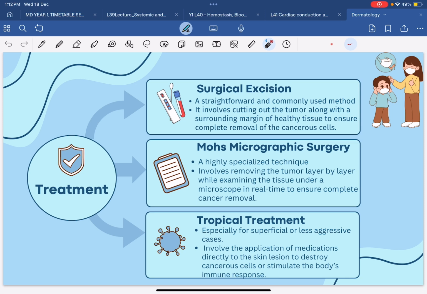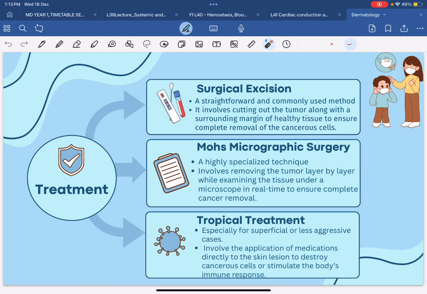It involves cutting out the tumor along with a surrounding margin of healthy tissue to ensure complete removal of the cancerous cells. And the second one is Mohs micrographic surgery, which is a highly specialized technique. It involves removing the tumor layer by layer while examining the tissue under a microscope in real time to ensure complete cancer removal. Then the last one is topical treatment, especially for superficial or less aggressive cases, involving the application of medication directly to the skin lesion to destroy cancerous cells or stimulate the body's immune response.